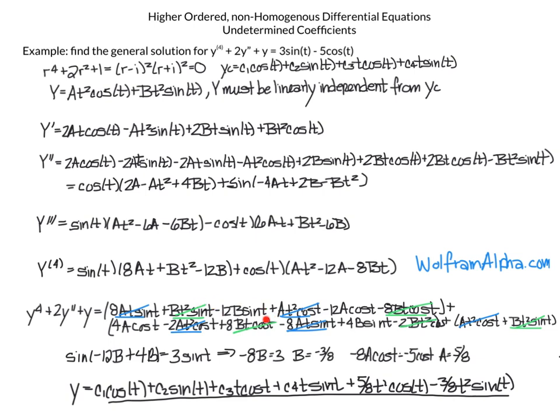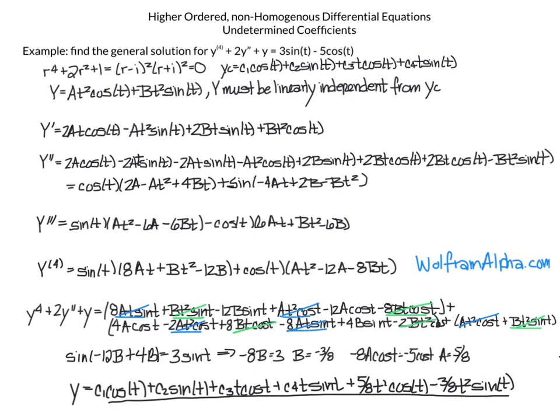And after I canceled out these terms, I gathered my sine terms, which I have my minus 12b, and then I have my 4b here. And that's equal to, over here it should be equal to 3 sine of t. So that means, what is this? This is minus 8b should equal the 3, so b is equal to minus 3/8.